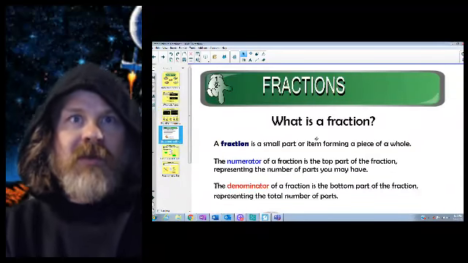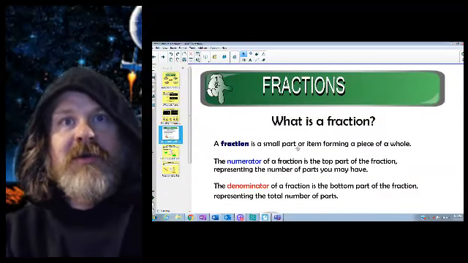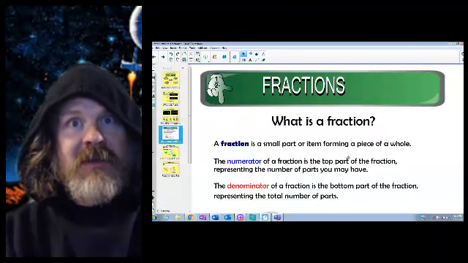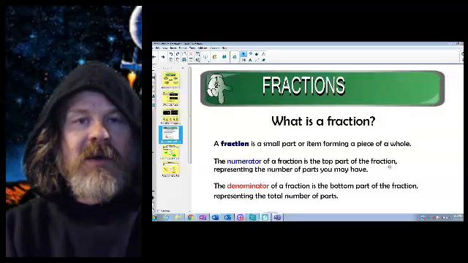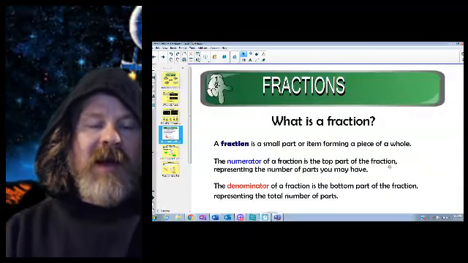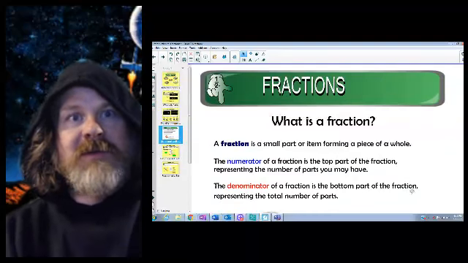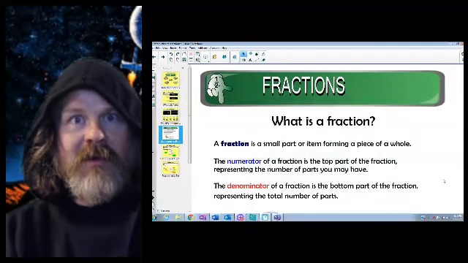Okay, so what is a fraction? A fraction is a small part or item forming a piece of a whole. The numerator of a fraction is the top part of the fraction, representing the number of parts you may have. And the denominator of a fraction is the bottom part of the fraction, representing the total number of parts.